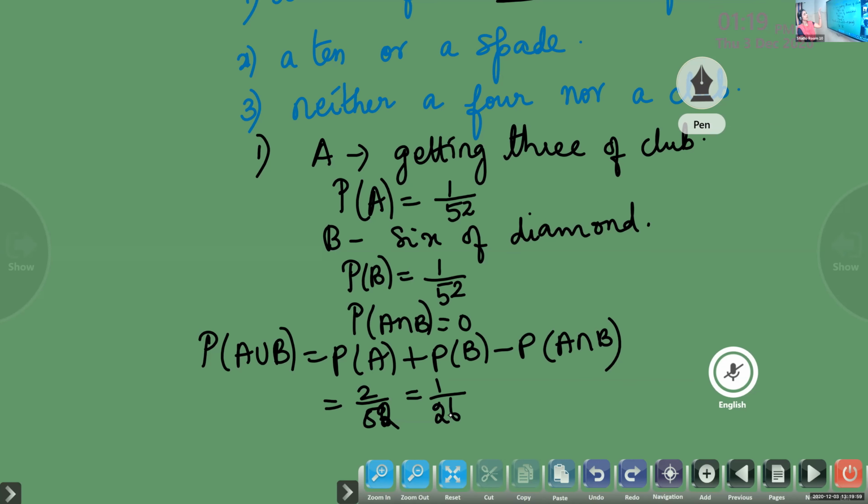Okay. Now do the second one, the same way. A 10 or a spade. Here, you are not mentioning the suit. Whether it belongs to spade or heart, nothing is mentioned. It is simply a 10. You need a card of 10. Here, it is spade. So you take A as 10, B as spade, and you have to find A union B. Try the second one.